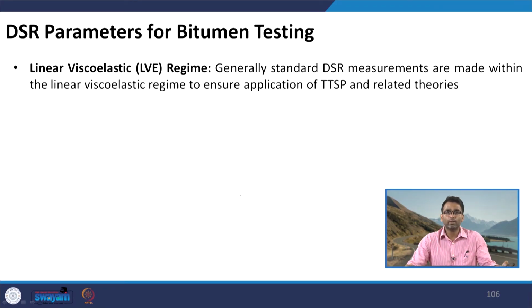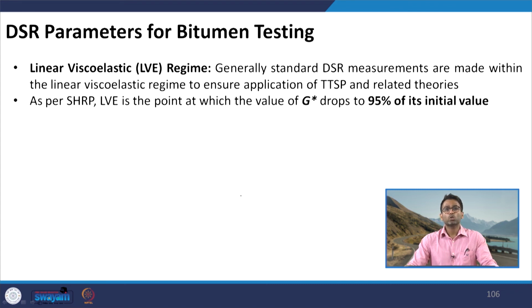When we are applying the time temperature superposition principle, and several other theories to explain the behavior of the material, these principles and theories necessitate that the material should be within the linear viscoelastic regime. So, it is important to find out the linear viscoelastic regime, and how do we define it?